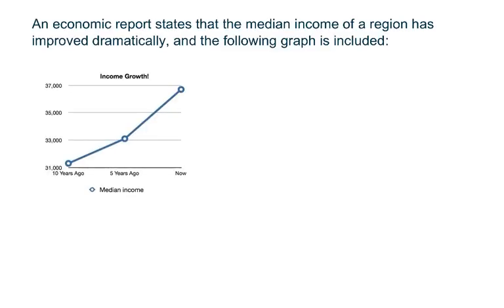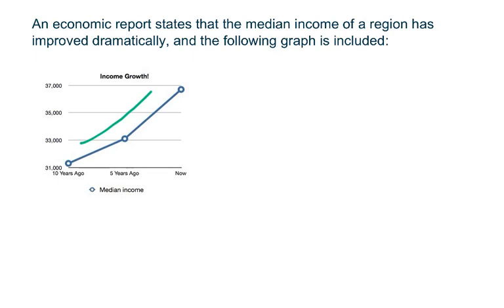An economic report states that the median income of a region has improved dramatically, and the following graph is included. This could be from a government agency trying to say, wow, look at the great work we're doing in this community. And if we look at this graph, we can see, wow, look at the upswing in the median income. It was really low and it has shot up to a much higher number.